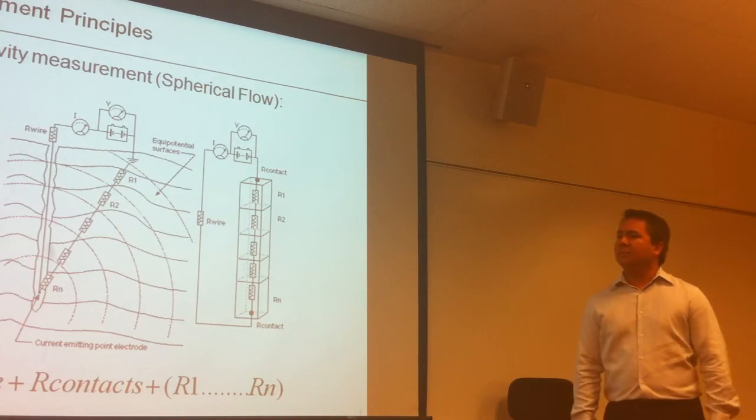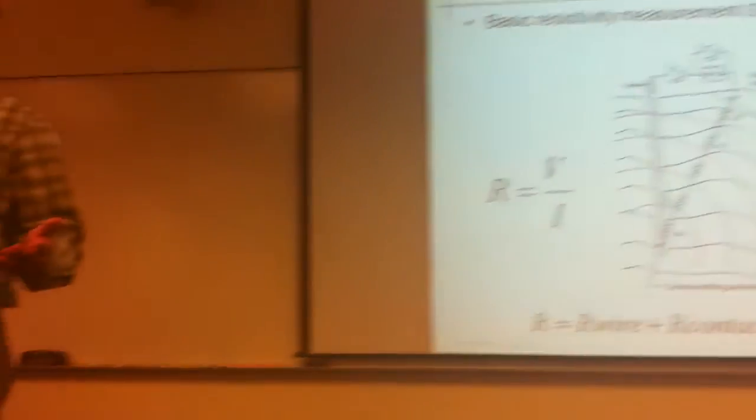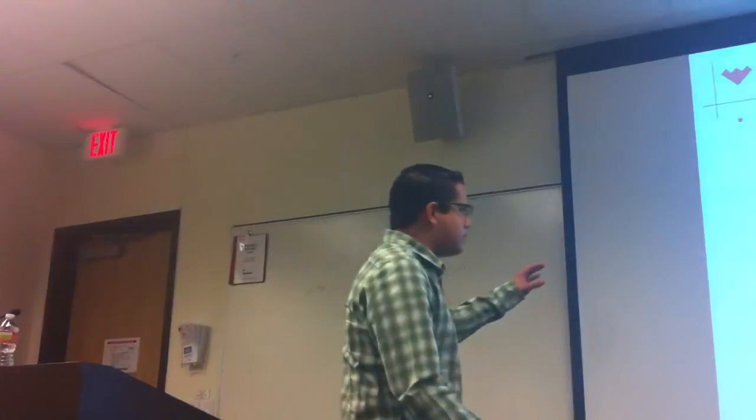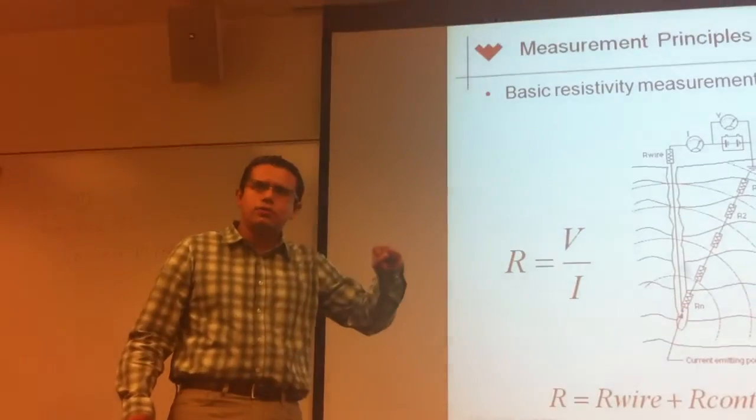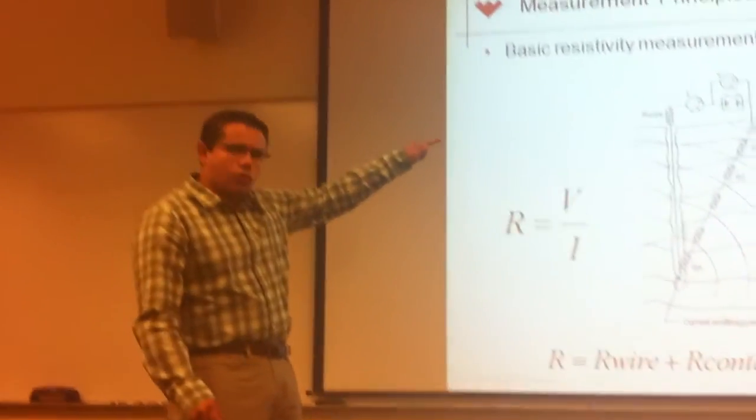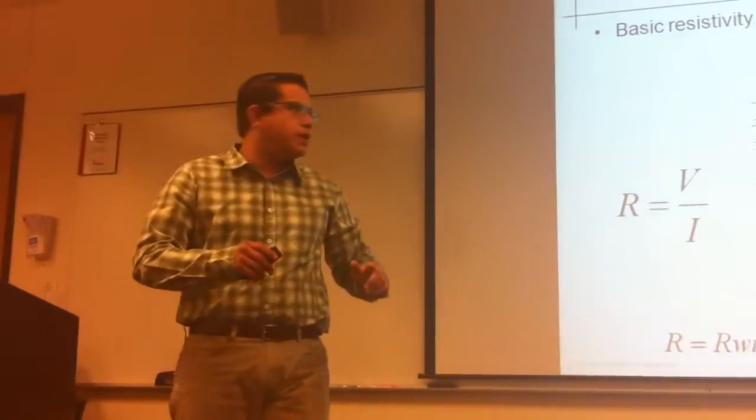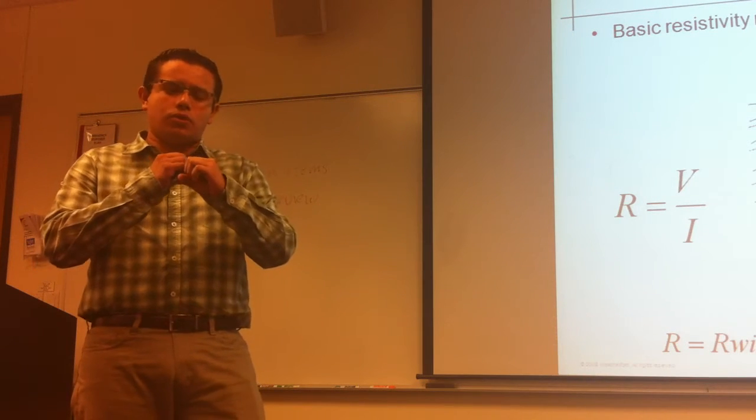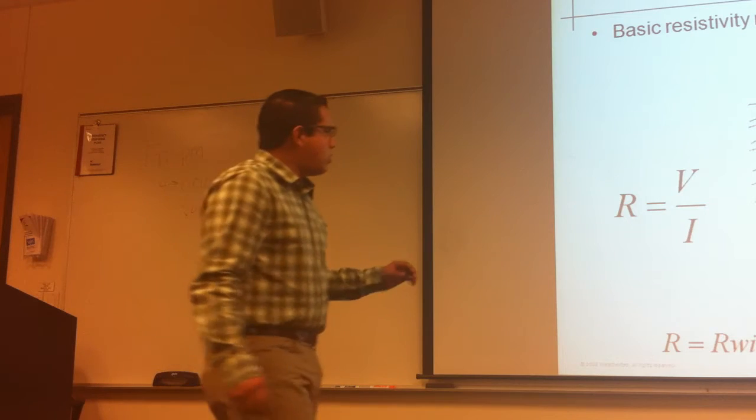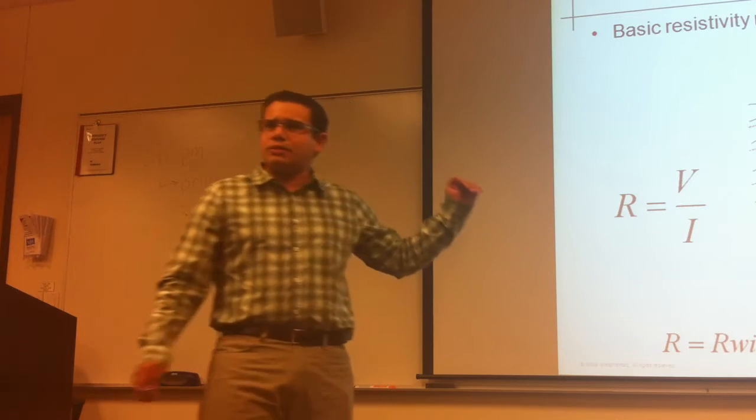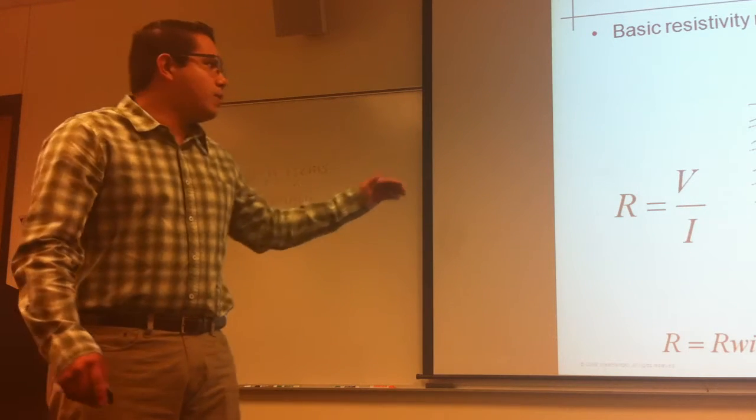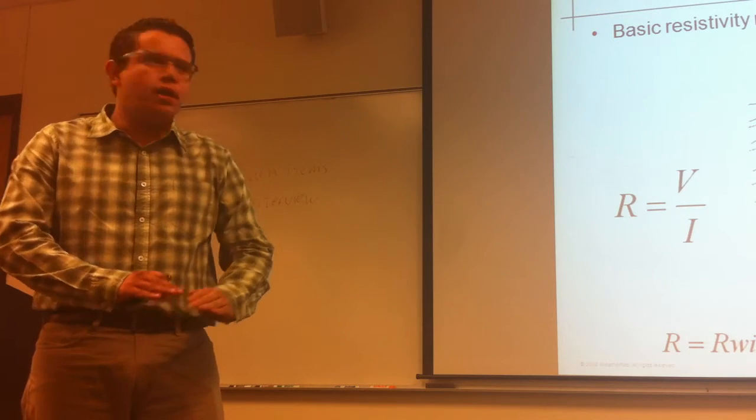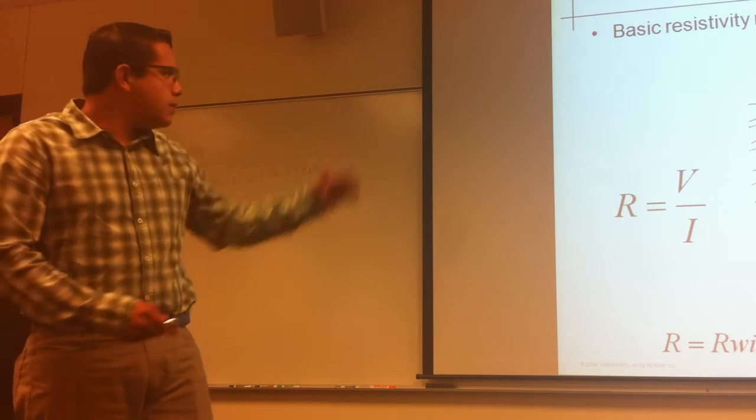So the basic resistivity measurement. What they started with was this called spherical flow. What they did is that we put an electrode and through a wire, we transmit current through a formation spherically. Why we say spherically? Because that electrode was spherical. So with this measurement, we were getting resistivity of the formation, but taking into account all the layers from the depth we were measuring all the way up to the surface.